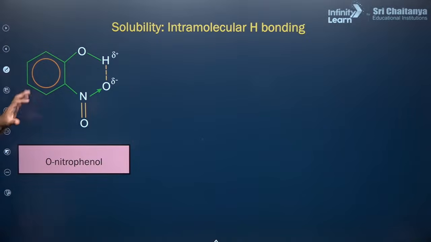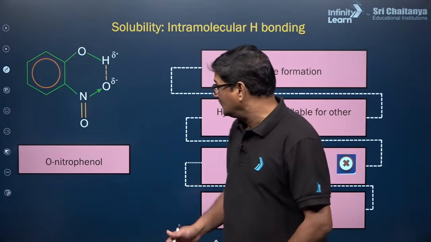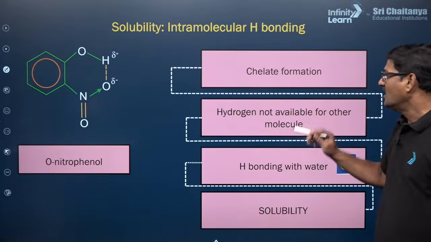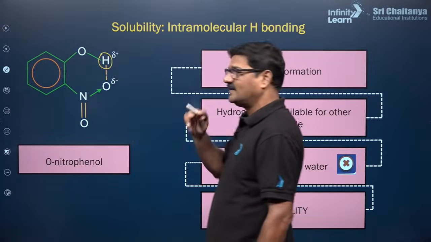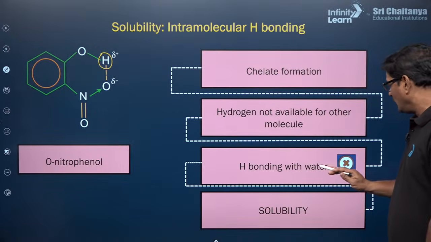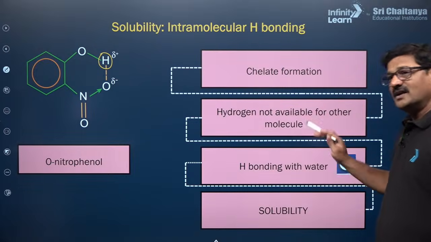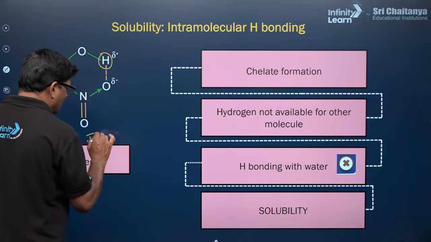And moving ahead here, solubility and intramolecular hydrogen bonding. Yes, this is your orthonitrophenol. Because of this internal hydrogen bonding, this is a chelate formation. This hydrogen is not available for ionization for other molecules, so hydrogen bonding with water molecules is not possible. Solubility is very less. It is insoluble in water.